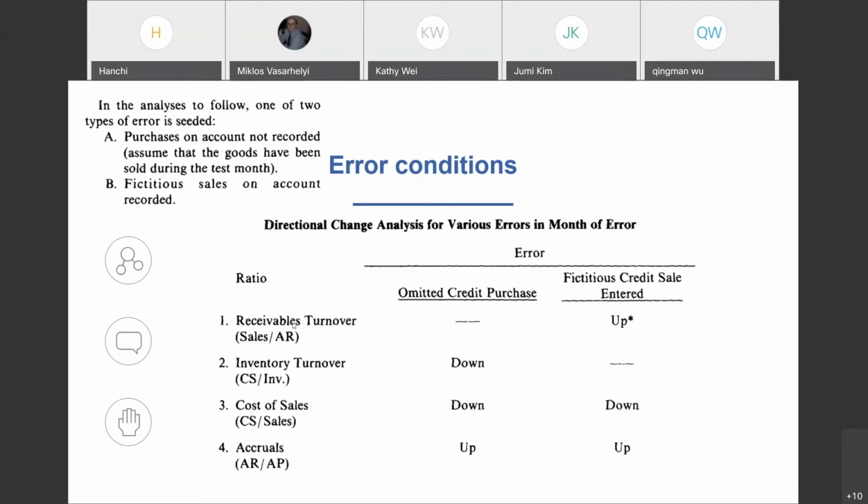For example, we can see that if there is an omitted credit purchase, there will be a decrease in the inventory turnover, a decrease in cost of sales, and an increase in accruals. If there are fictitious credit sales entered, there will be an increase in the receivable turnover and a decrease in cost of sales and an increase in accruals.